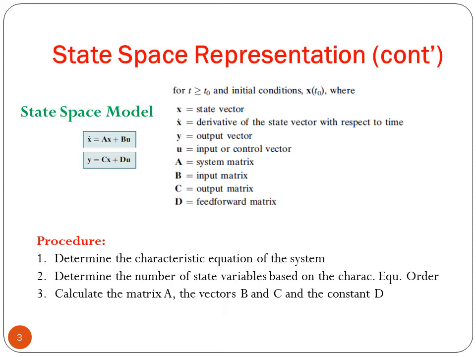As for the procedure, it's as follows. First, we have to determine the characteristic equation of the system. Then we have to determine the number of state variables based on the characteristic equation. And third, we have to compute the four different matrices. In fact, if a system is of order n, we will have n state variables. So if a system has in the denominator s^4 as the highest order, it will have four state variables and so on.